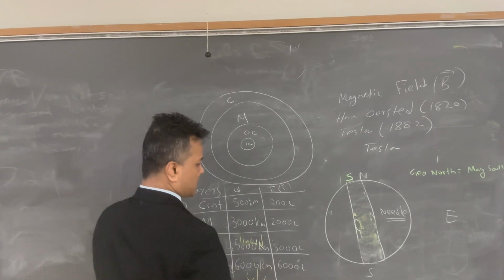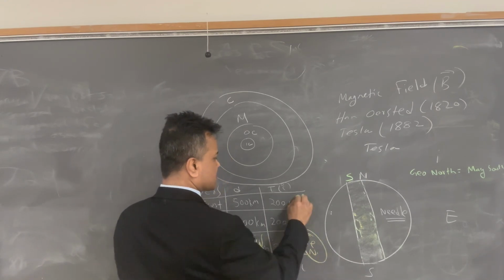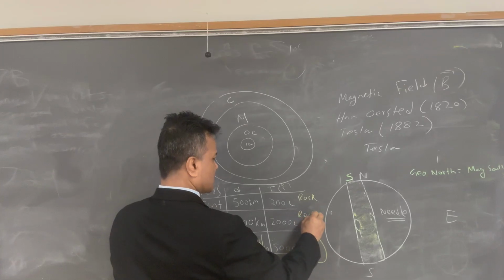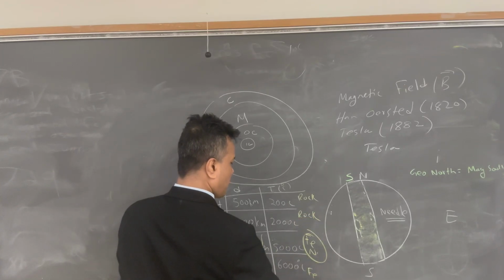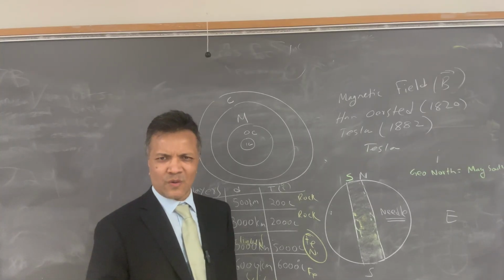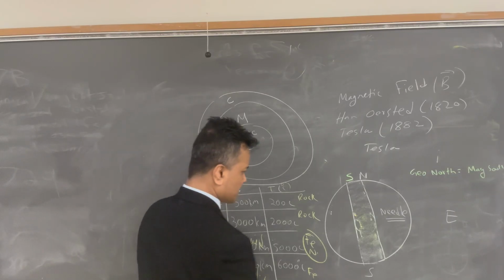Okay, what is liquid? Iron and nickel. So this one is made of iron and nickel. This one is made of rock. This one is also made of rock. This one is also made of iron and nickel. So the Earth is mostly made of iron and nickel. So now you know why the Earth is a magnet in the first place.